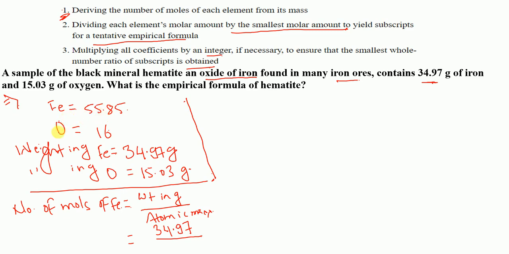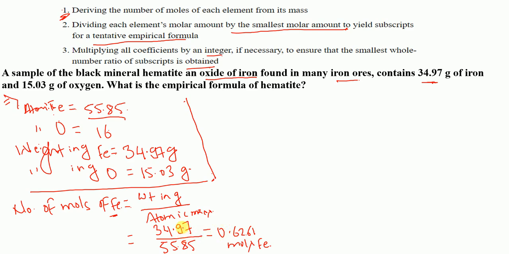The atomic mass of iron is 55.85, because here we are determining the number of moles of iron, so we take the atomic mass of iron. So it will be 55.85. What will be the value? You can simply put this in the calculator, and we will get 0.6261 moles of iron.